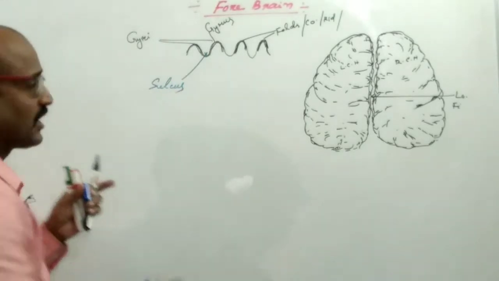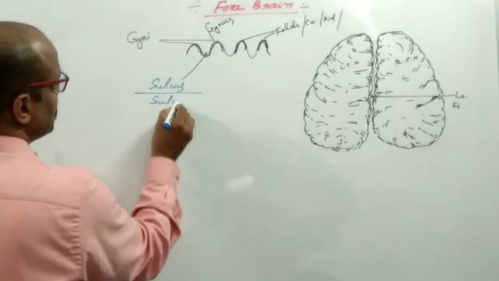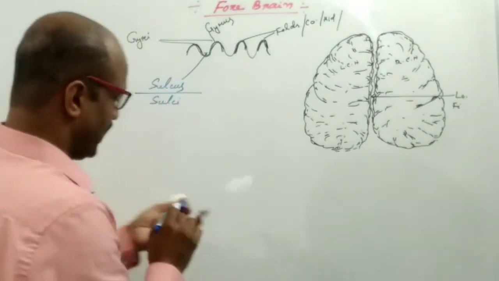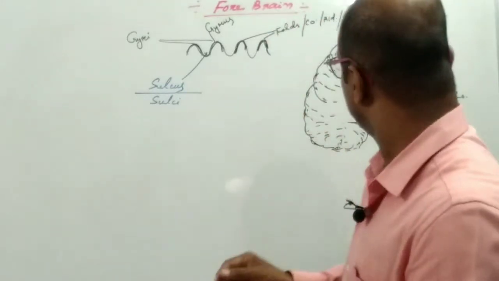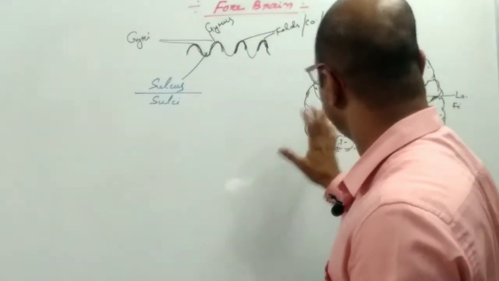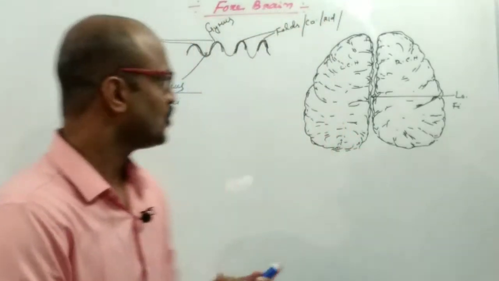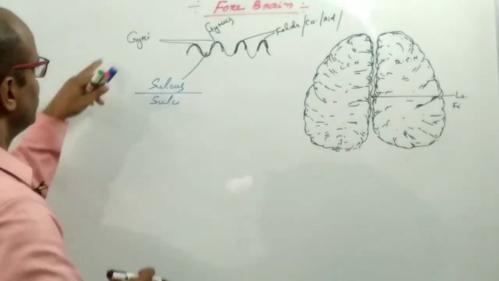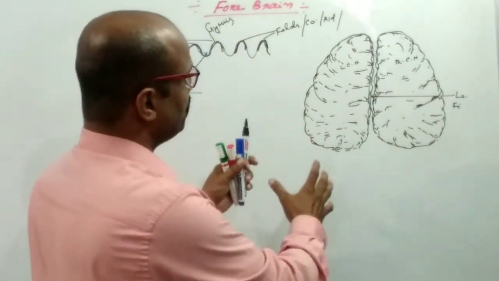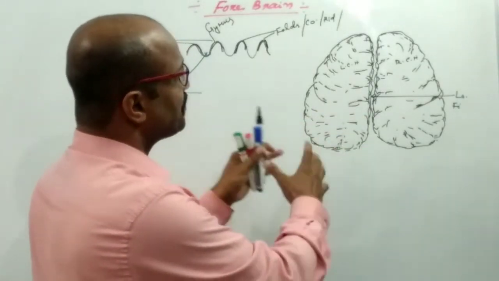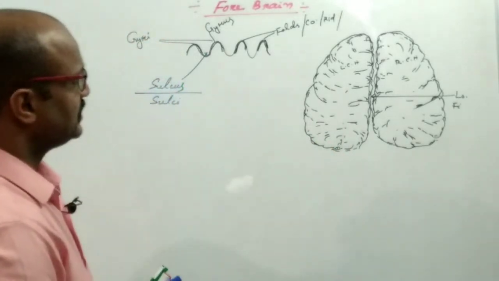Which is known as the sulcus, and the plural is sulci. Singular is the sulcus. So the surface of the brain has a number of gyri and sulci. Because of the presence of gyri and sulci, the surface area of the cerebrum is immensely increased.